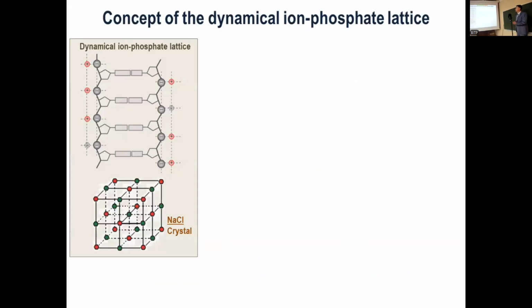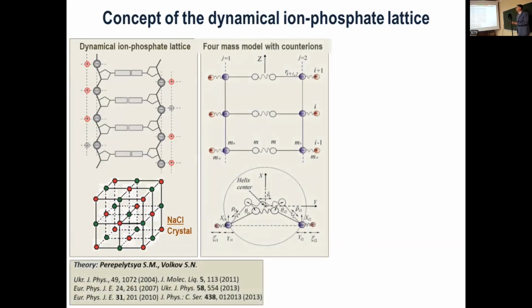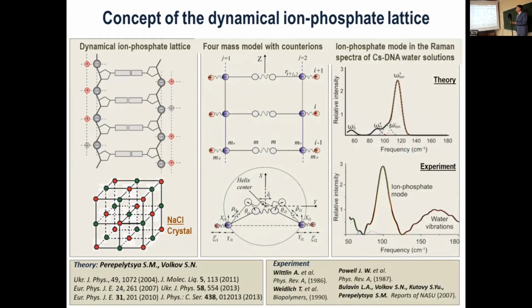And just a few words about analytical models, not simulations. We can also use another approach to consider this system, the system of DNA with counter-ions. We can consider the system as a lattice, as a system with explicit ions which neutralize the phosphate groups. We analyzed the system for vibrations, and we found the vibrations of counter-ions with respect to the phosphate groups, and these vibrations were also detected in experimental Raman spectra in the low frequency range.